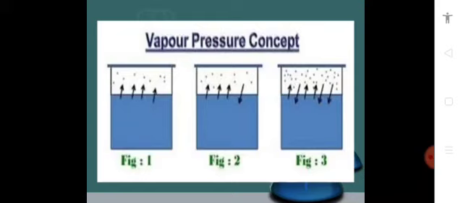Means the molecules that are evaporating, the same number of molecules are condensing again. So when the vapors exert a pressure on the liquid surface, we can restate the definition of vapor pressure: the pressure exerted by the vapors of a liquid in equilibrium. Here you can see that the system is at equilibrium, and the vapors exert a pressure on the liquid surface, which is called the vapor pressure of the liquid.